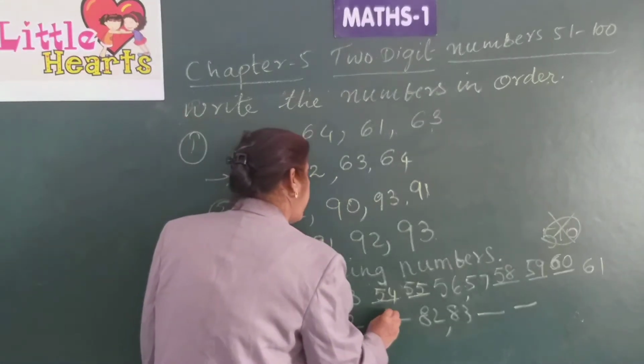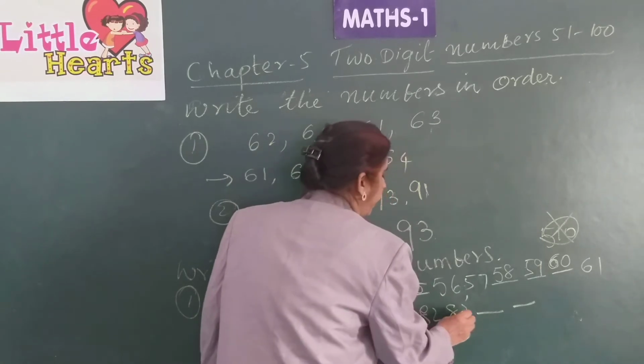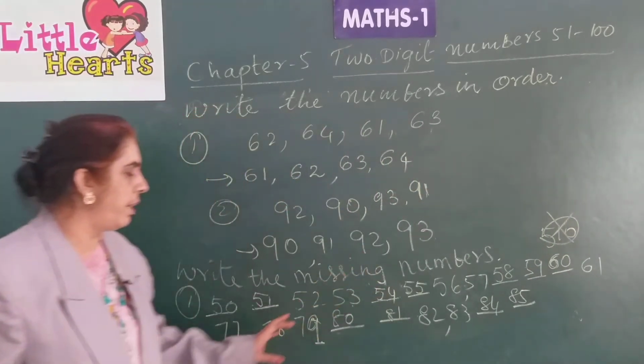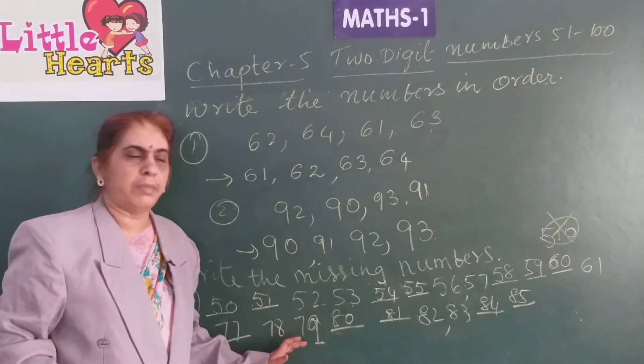80. Next comes 81, 82, 83. After 84, 85. In this way you can fill up the missing numbers.